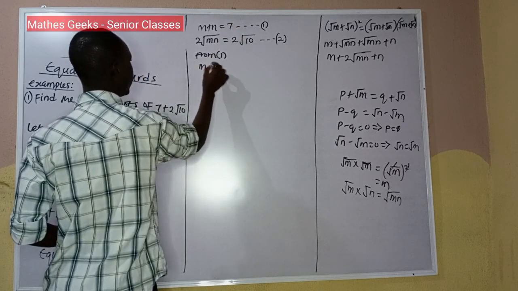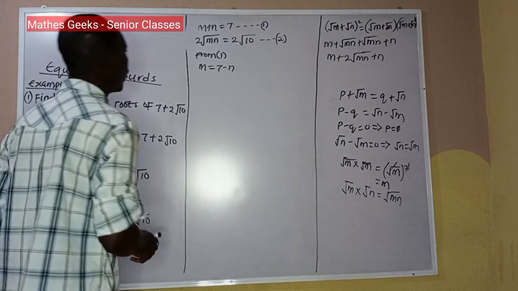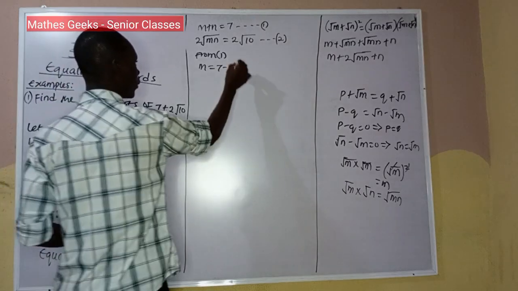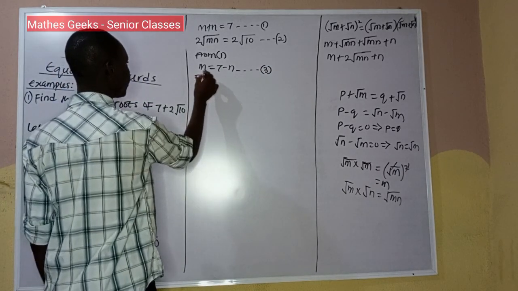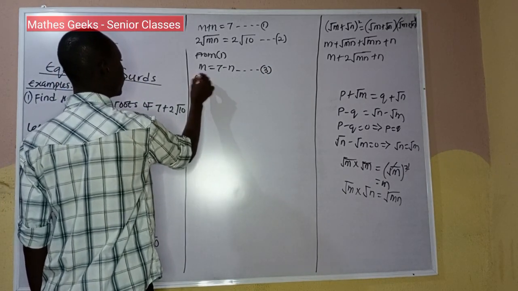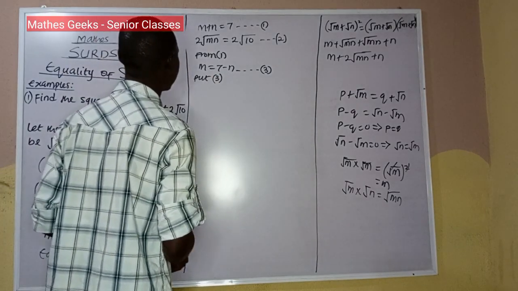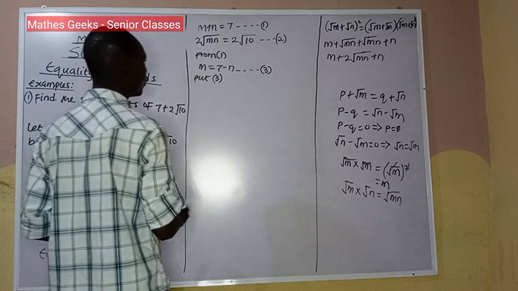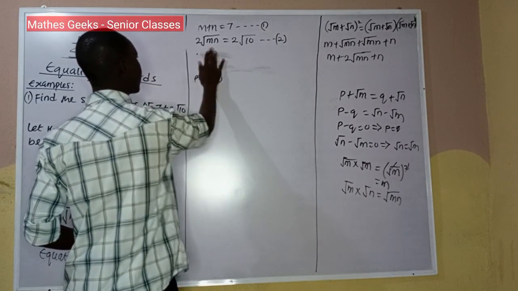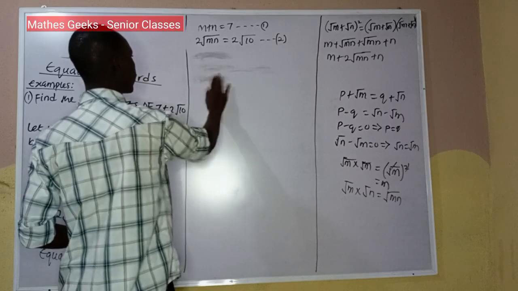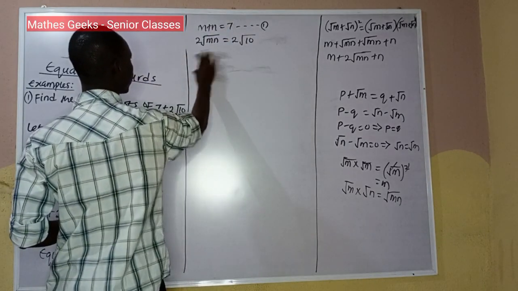So at this juncture, what we do is, from equation 1, m is equal to 7 minus n, which means we've made m the subject of the formula. So we can call this equation 3. Sorry, but before we put equation 3 into equation 2, let's simplify this. 2 root mn. So we don't have equation 2 yet.